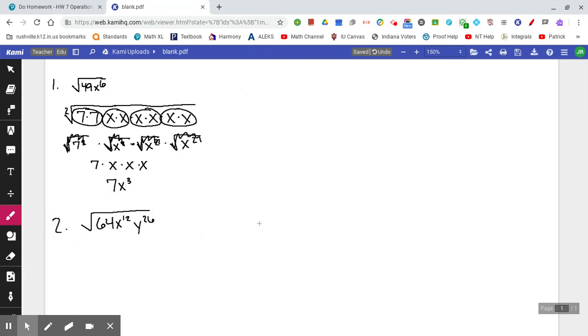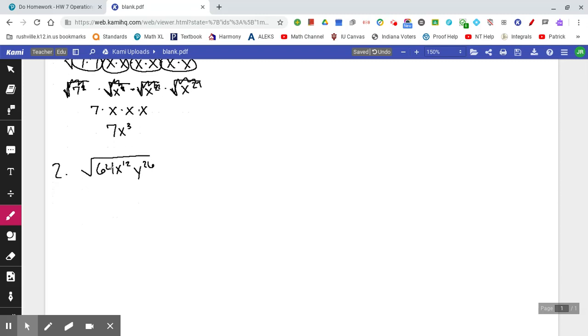All right, question number 2 is very similar to question 1, just working with a little bit larger values. But once again, it is a square root. The index isn't given, so it's an implied 2. So we're taking the square root of 64, x to the 12th, y to the 26th. Hopefully we all know that the square root of 64 is going to be 8. We could rewrite this as 8 times 8, and since we have 2 8s to give us the 64, that's going to simplify to just be 8.